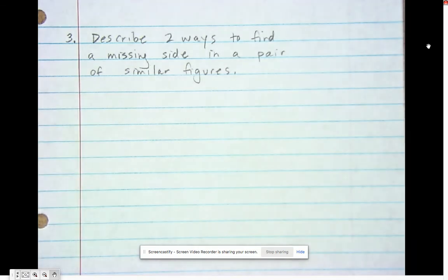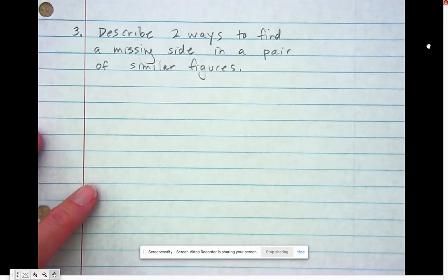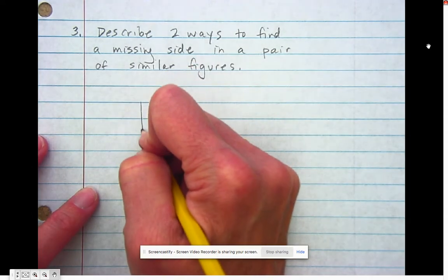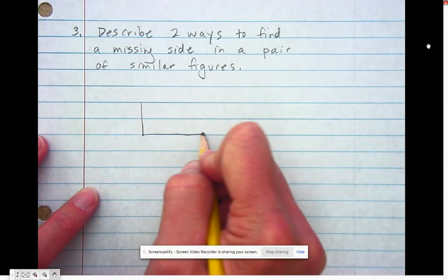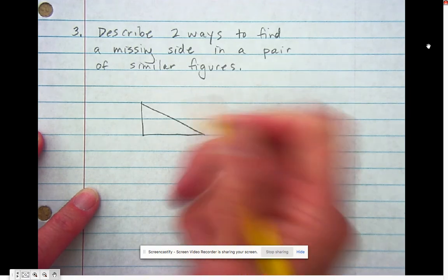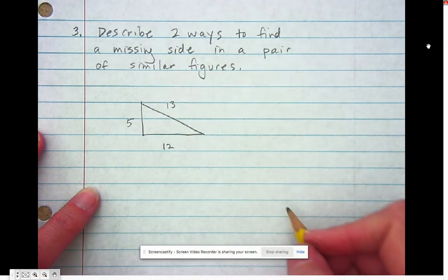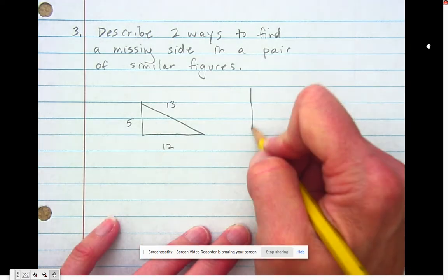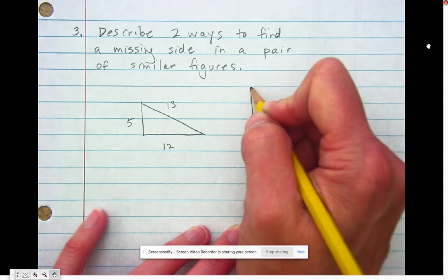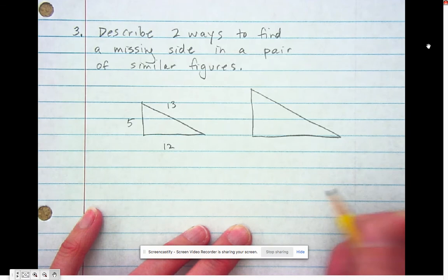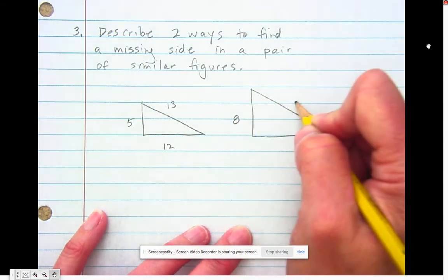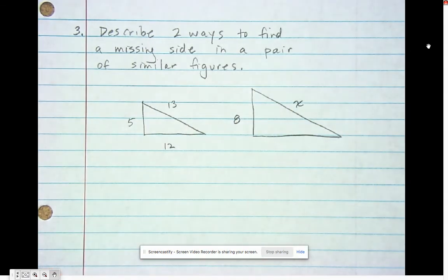Okay, let's say I've got these two similar figures. Let's say I've got this figure, and this side is 5, this is 12, and this is 13. And let's say I've got the enlargement of it, and it's similar. This side is 8 and this side is x. How can I figure out what x is?